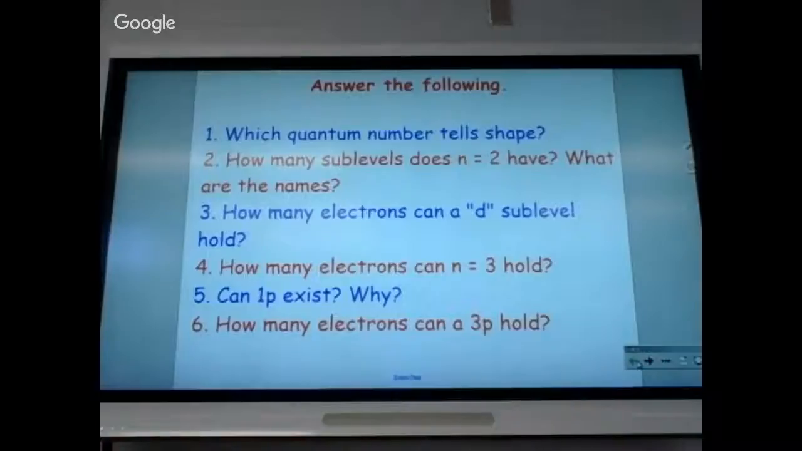All right, we done? So, which quantum number tells shape? Good. If n equals 2, how many sublevels are there? What are their names? Okay. How many electrons in the d sublevel? 10. All right. 4 is slightly harder, so maybe I hung you up. If n equals 3, how many electrons? 18. All right. How do you figure that one out? Because I know some people were going to struggle with that one.